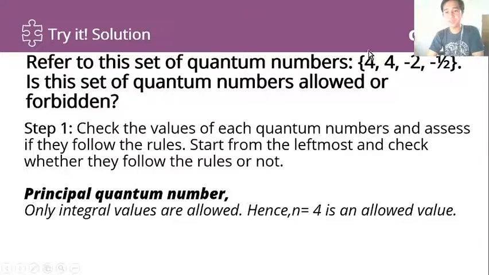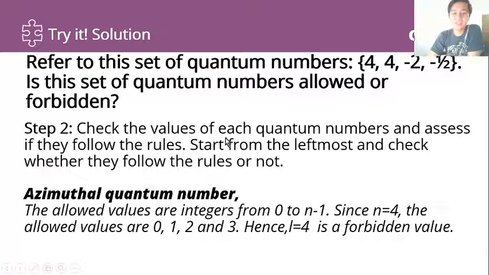So the first number, leftmost here, 4, this is the principal quantum number. The first number from the leftmost part is always the principal quantum number. So here it's 4. Now, we know that the principal quantum number allows integral values or positive integers. Therefore, if n is equal to 4, it is an allowed value. So this is correct, 4.